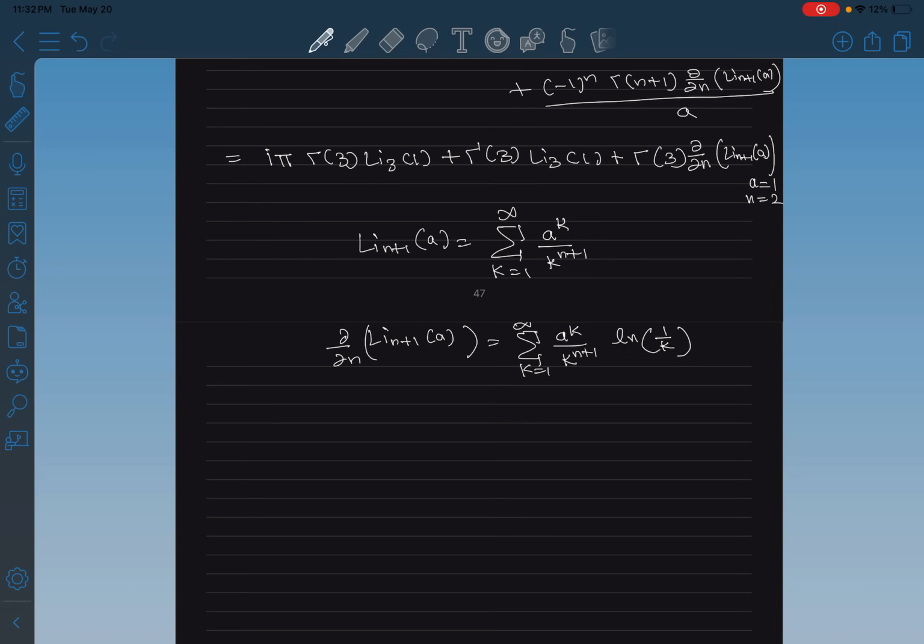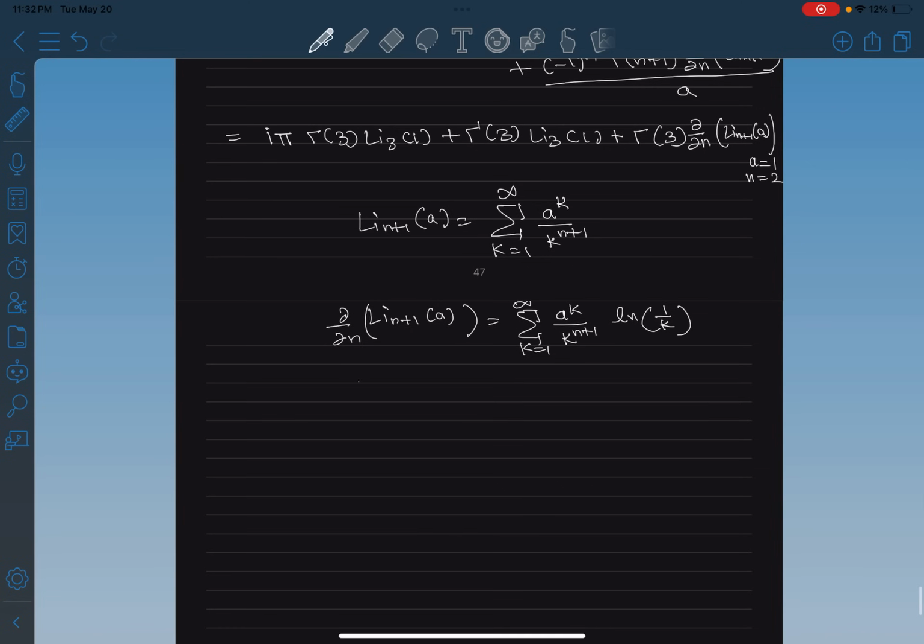n as 2, what we will basically have is the partial with respect to n of Li_{n+1}(a) at n equals 2, a equals 1. So this will now be the sum from k equals 1 to infinity of 1 by k cubed, and then basically negative ln of k, right? So now you can see that this will also basically be the zeta prime of 3, right?